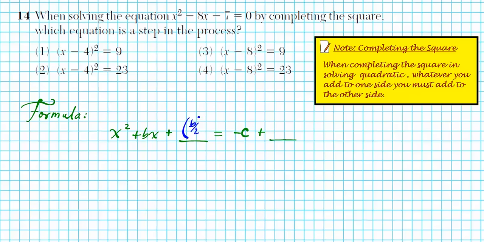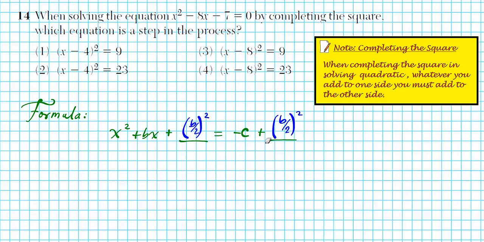By inserting b over 2 squared in the setup on the left, I have a perfect square trinomial. To preserve equality, this new term I introduced on the left, I have to introduce exactly the same term on the right. I get my left and right mixed sometimes. So what I introduce on the left side, I have to introduce on the right.